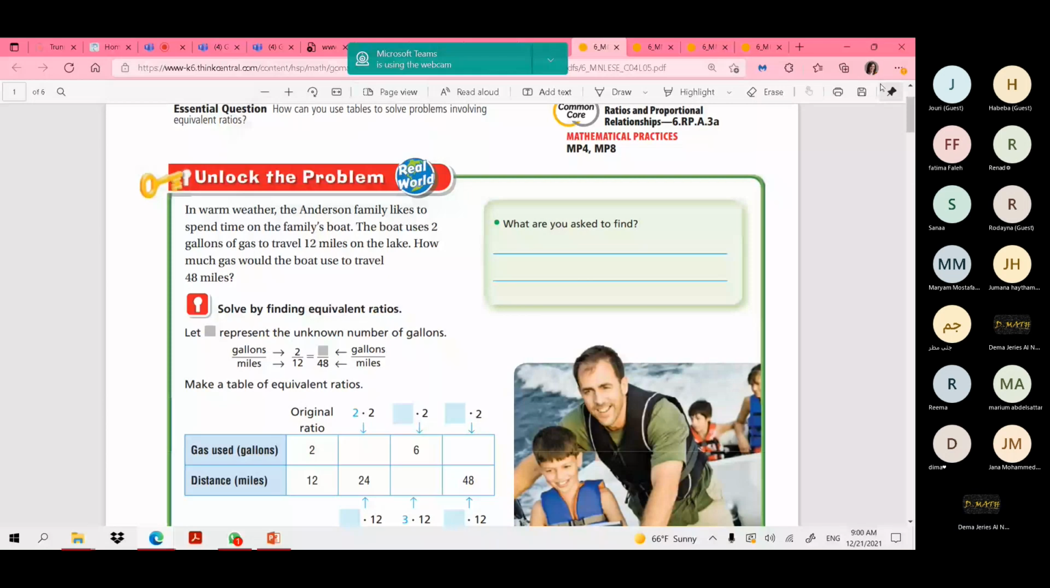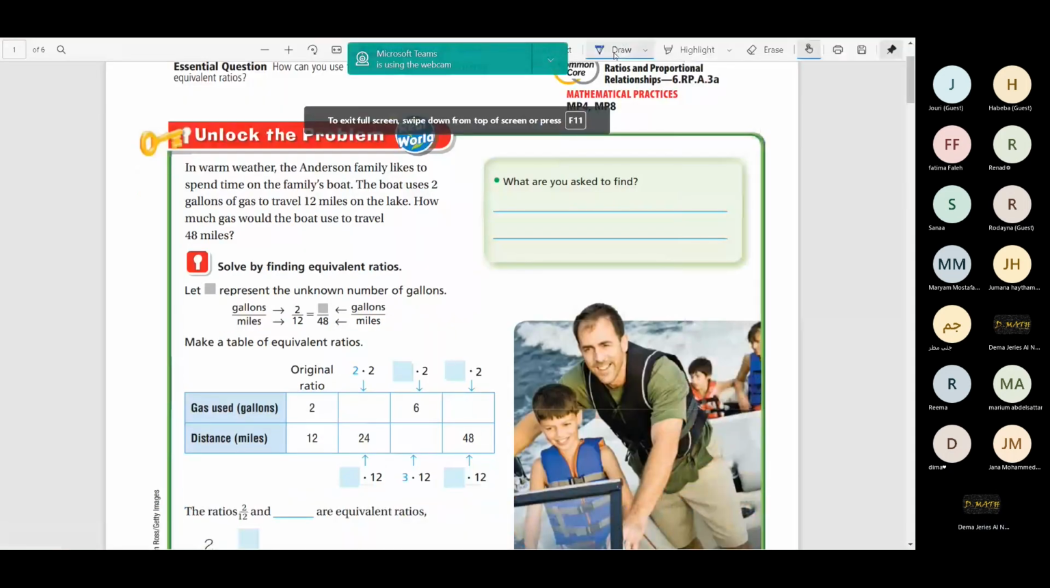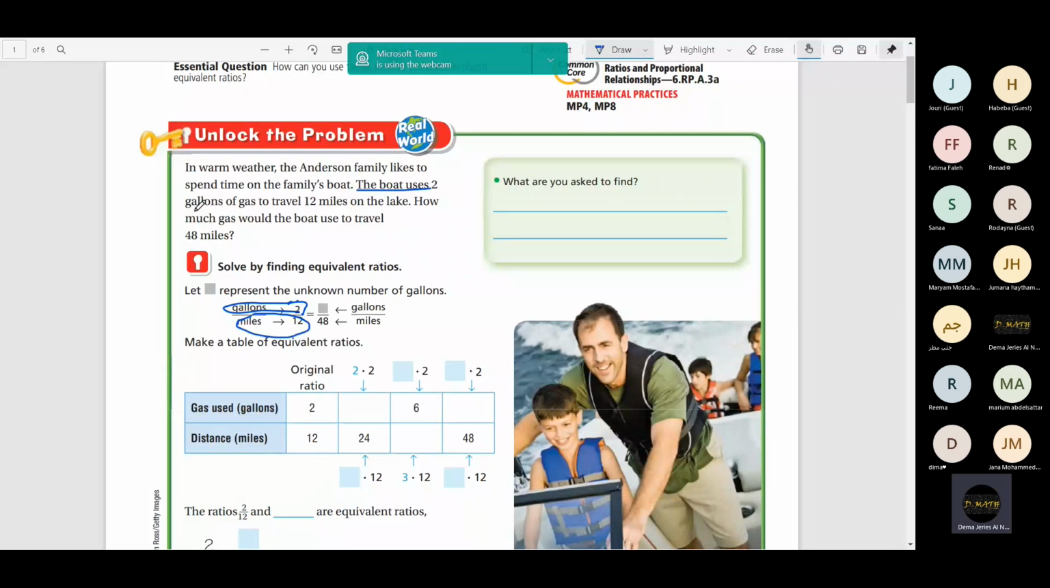Just a minute here. Now, so they used 2 gallons per 12 miles. The boat uses 2 gallons of gas to travel 12 miles on the lake. How much gas would the boat use to travel 48 miles?